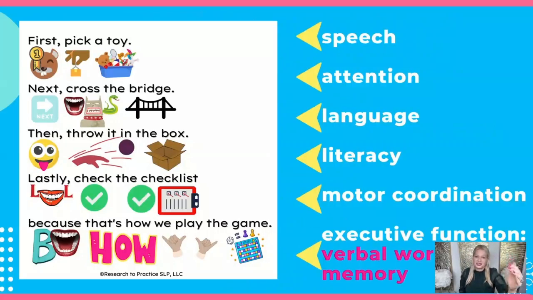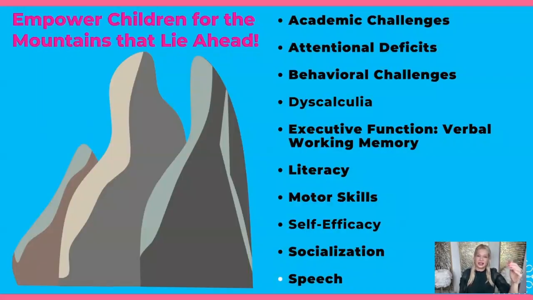When we look at these challenges, I'm going to go back, and I know you know this already, but having a language impairment, we know there are greater risks for academic challenges, attentional deficits, behavioral challenges, dyscalculia, which is like dyslexia but with math concepts, executive function, verbal working memory, literacy, motor skills, self-efficacy, which we just talked about, which is huge, socialization, and speech. So these children have got a lot to fight.